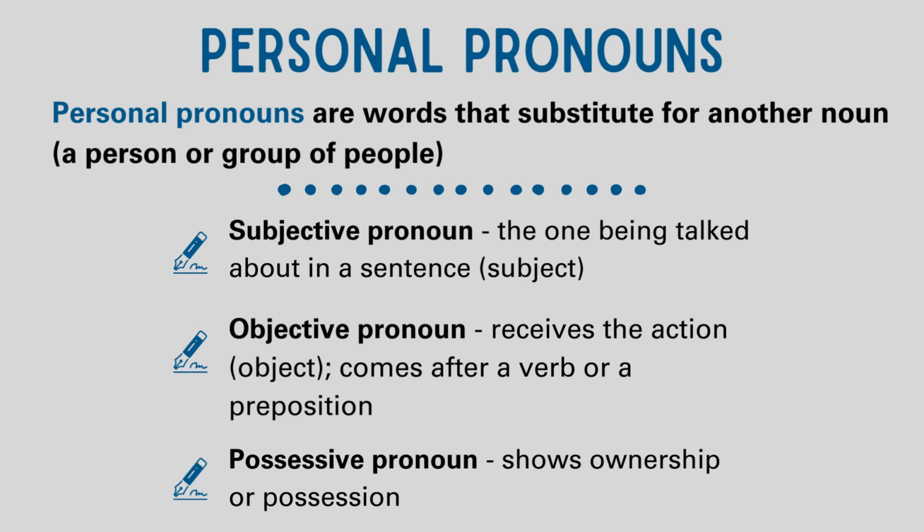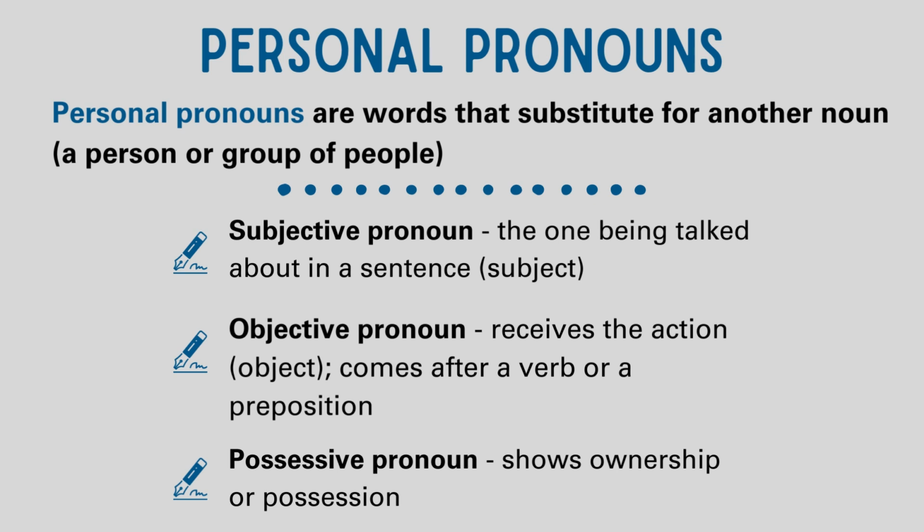Let's now move on to the types of pronouns. The first and most common type is what we call personal pronouns. This type of pronouns is used to substitute a person or a group of people. Remember the first example earlier? We replaced Phoebe with she, so she is an example of a personal pronoun. Personal pronouns are further classified into subjective, objective, and possessive. Let's go through each one of them.